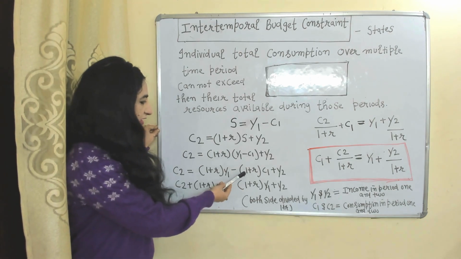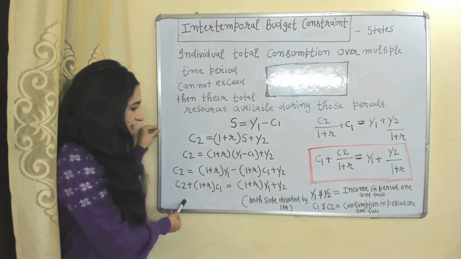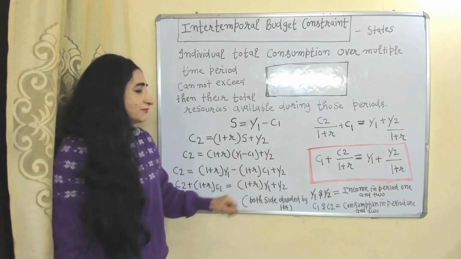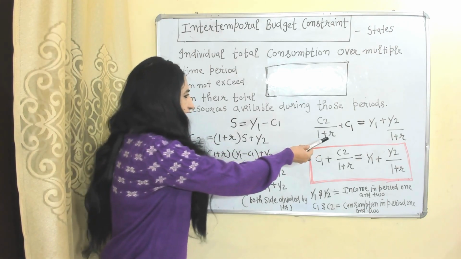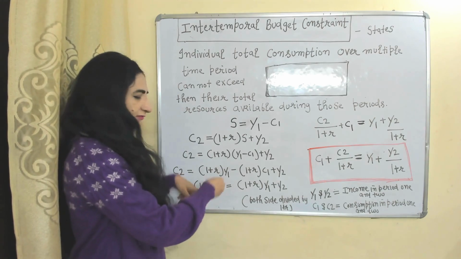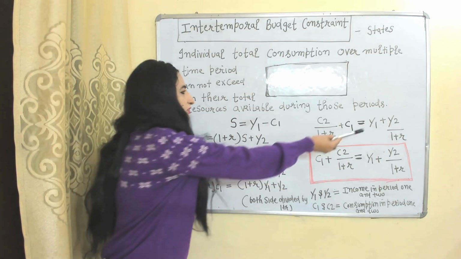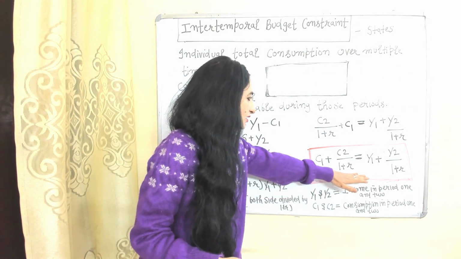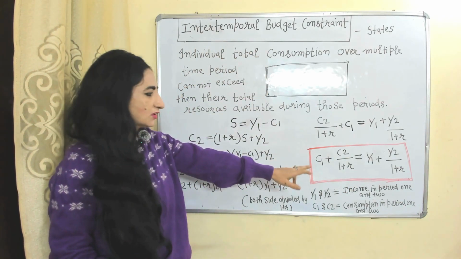So here you can see minus (1 plus R) times C1, we will bring to this side. Now we divide both sides of the equation by 1 plus R. After dividing both sides by 1 plus R, our equation will look like this: C2 over 1 plus R, this 1 plus R will cancel out, equals Y1, because this 1 plus R cancels out, plus Y2 over 1 plus R. After rearranging, our final equation will look like this, and this is the equation of the intertemporal budget constraint.